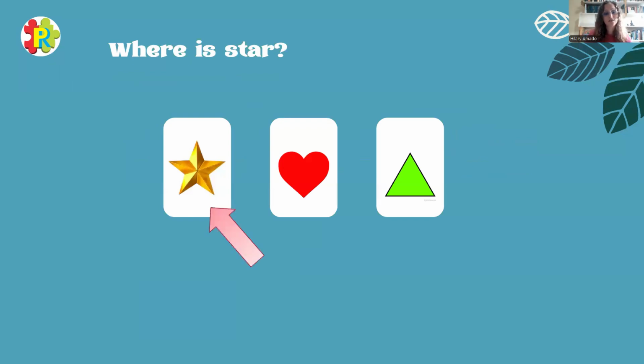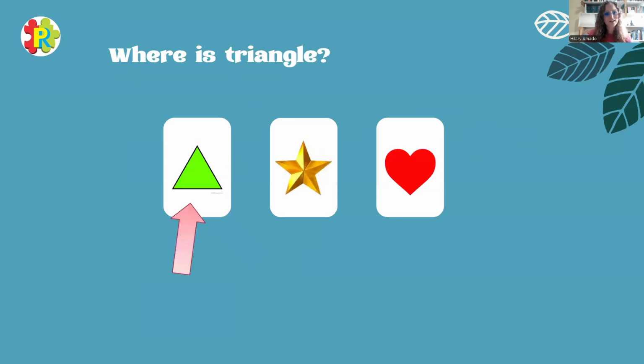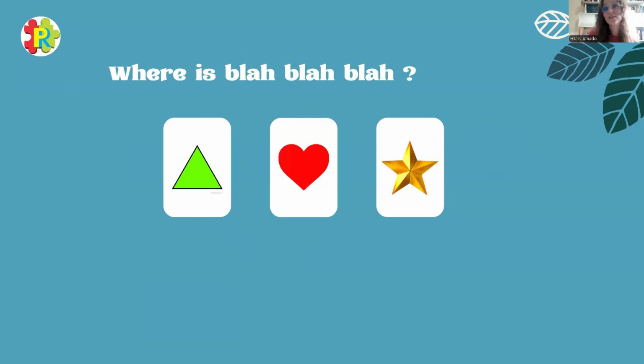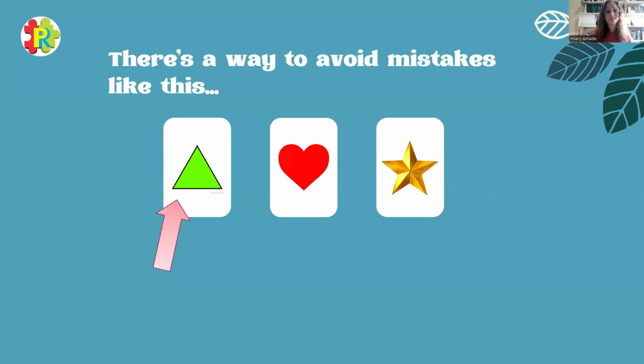Where's star? They pointed to star there on the left. Where's the triangle? They pointed to the triangle. They got it again in the same position. Where's the heart? They got it again, same position. You're even creating that side bias in the learner. So you can test this out. If you've created a side bias, you can say, where is the blah, blah, blah. They will continue to point to the card in that same position.